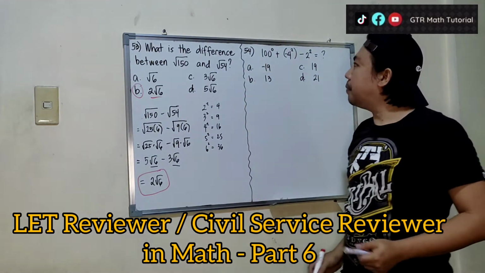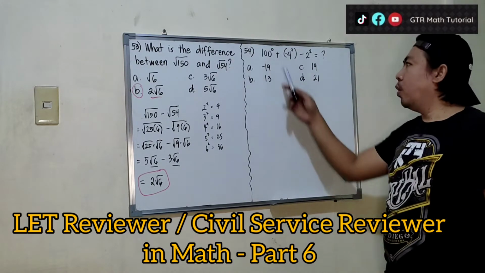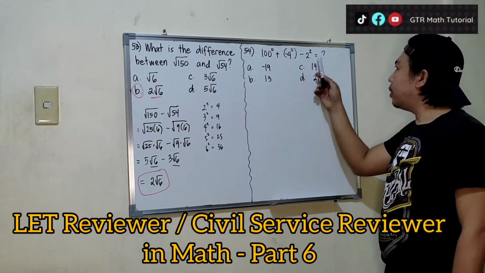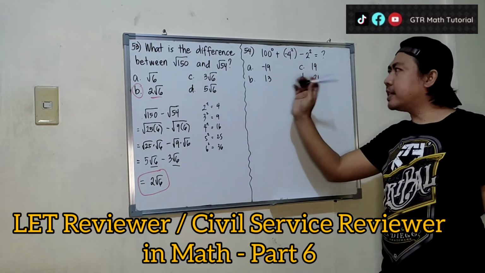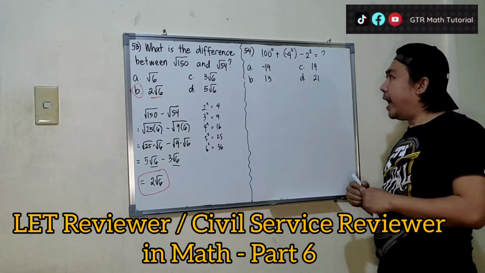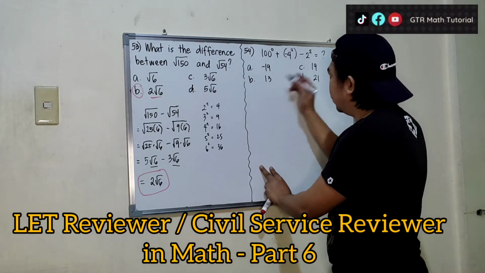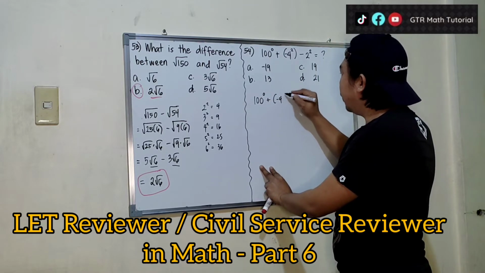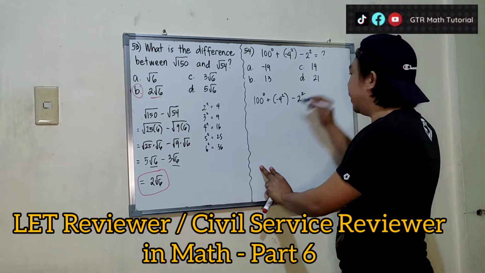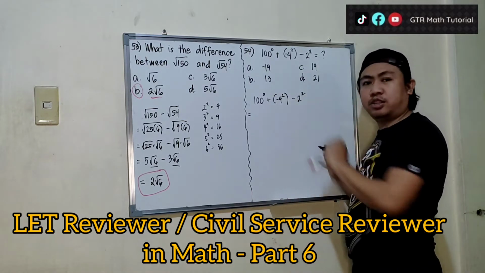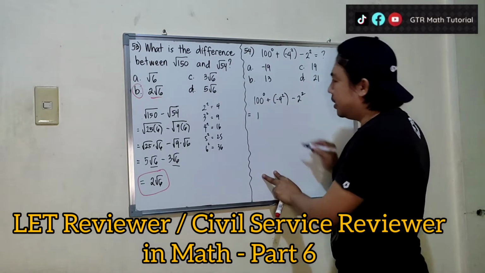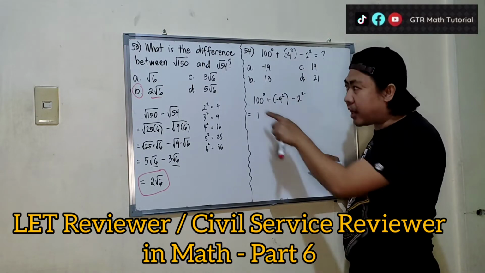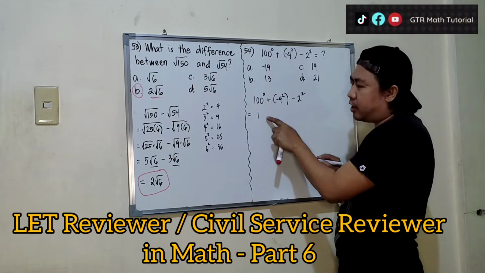Okay, so next example, 54, 100 raised to 0 plus negative 4 squared minus 2 squared equals blank. So choices, negative 19, 13, 19, and 21. So, simplify natin. Plus negative 4 squared minus 2 squared. Okay? So 100 raised to 0, that is equal to 1. Since any number raised to 0, the answer is 1. Any number except 0. Okay, so raised to 0, that is 1.